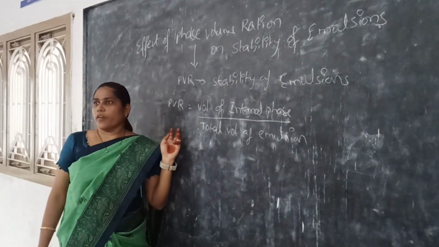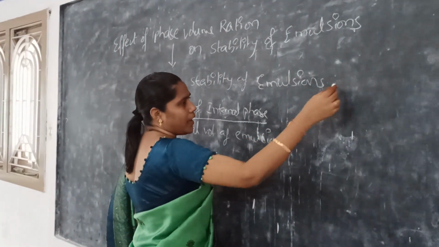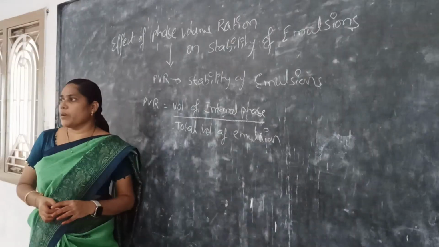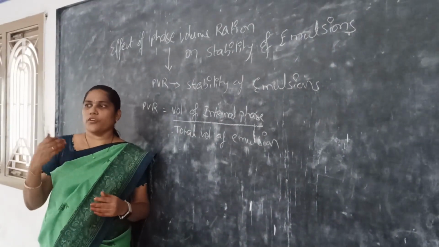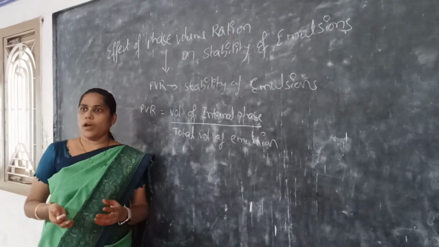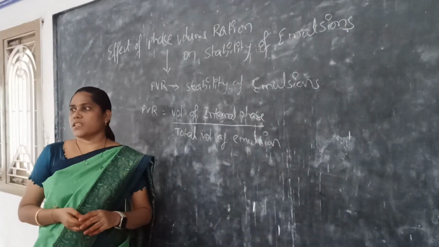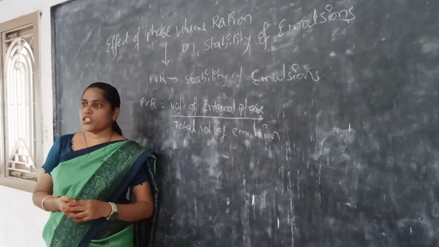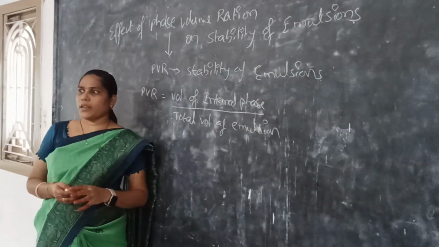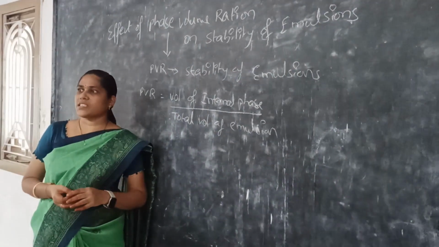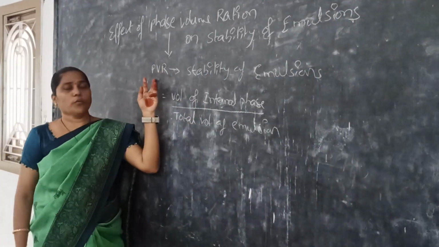For example, in the last lab we did suspensions, right? In the case of suspension, what is the stability parameter? Sedimentation volume. So if you want to determine the stability of a suspension, we have to estimate sedimentation volume. Similarly, in the case of emulsions, if you prepare the emulsion and want to estimate whether it is stable or not, then we have to estimate phase volume ratio.